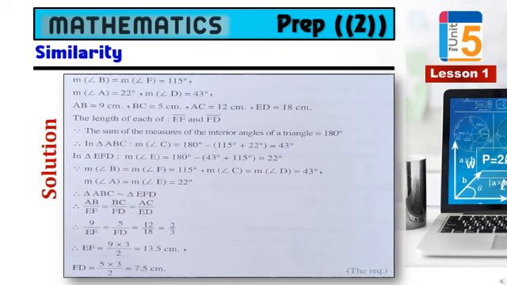And now we can use the second condition. The second condition is AB over EF equals BC over FD equals AC over ED. By substitution and using the properties of proportion, we can get the line segment EF and the line segment FD. Then the line segment EF equals 13.5 centimeters and line segment FD equals 7.5 centimeters, and this is the required.